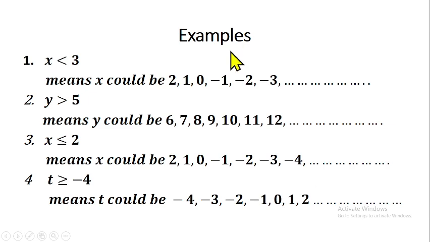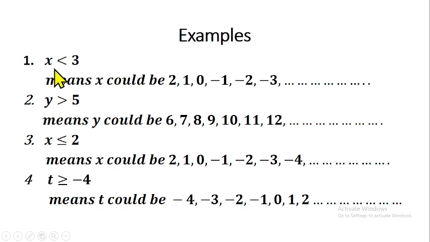Having known that, let's give some examples of inequalities and let's see their meaning. If I say x is less than 3, this statement means x is less than 3. That means x and 3 don't have equal magnitude. But what does this really mean? It means that x could be 2, 1, 0, minus 1, minus 2, minus 3, minus 4, minus 5, and so on. Or I can say that this is the range of values of x that is less than 3. That's what this one literally means.